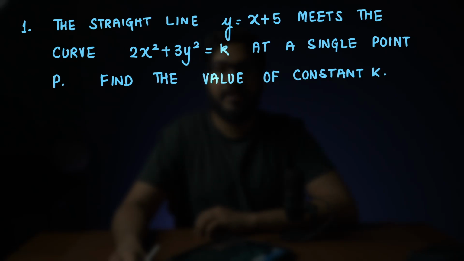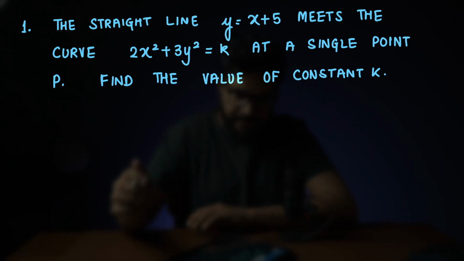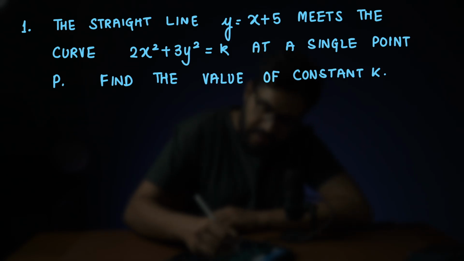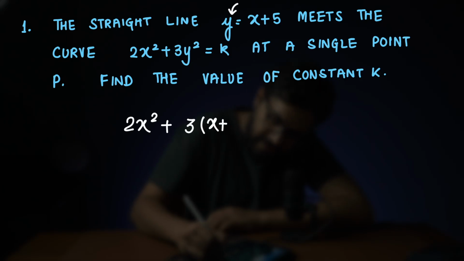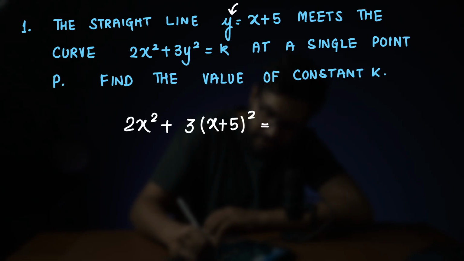Remember the two questions I showed you in the beginning? Let's solve both the questions together. This is a 5 marker in the Cambridge examination. Let's see how many tools we use to solve this question. So in this question, y is already given as the subject. So we will substitute this in the parabola equation. So we have 2x square plus 3 times of x plus 5 whole square, which is equal to k.